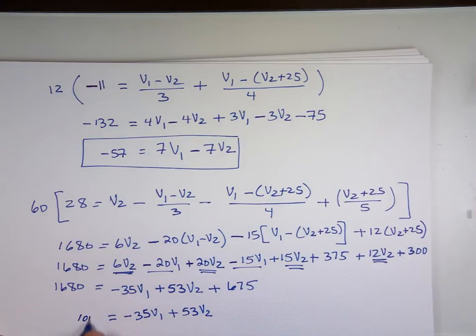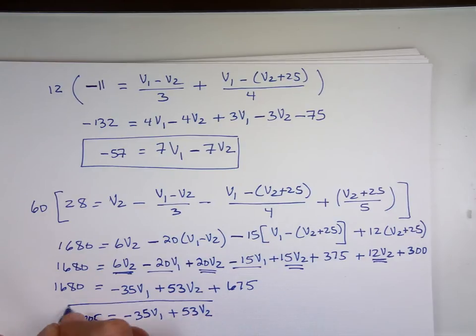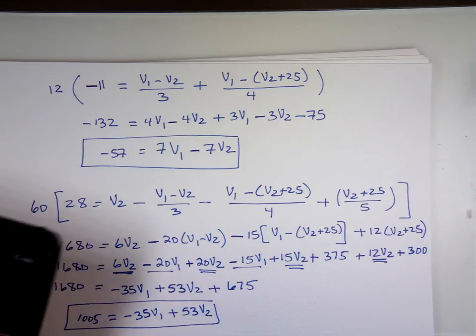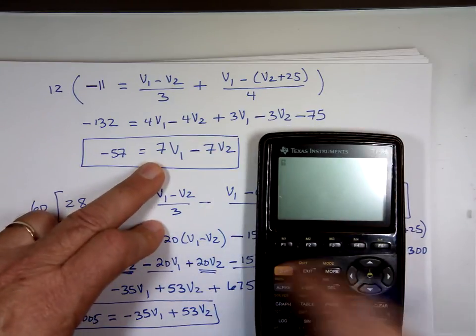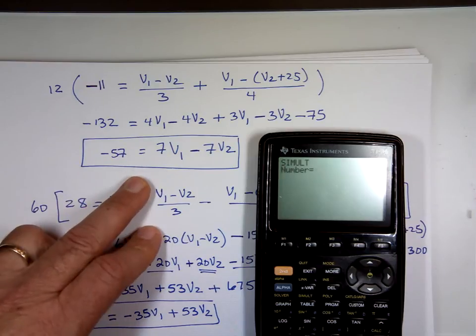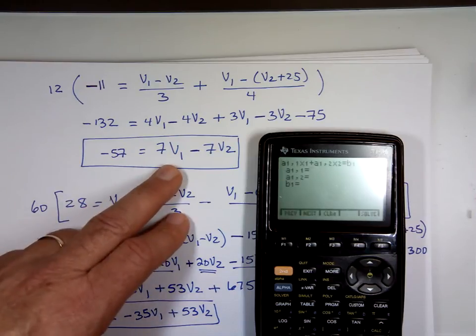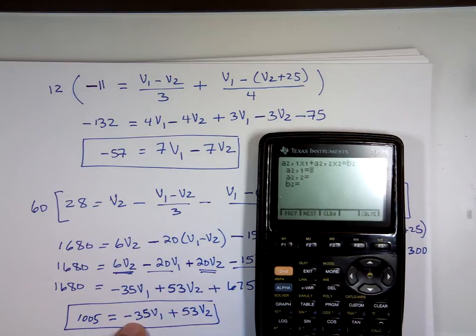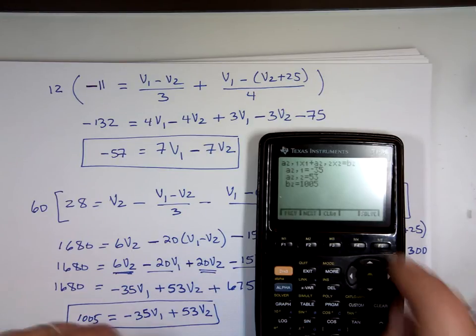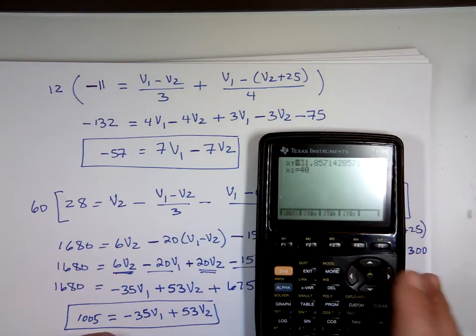And now you get how many equations by how many unknowns? 2. So let's see. Plug them in. Simultaneous equations. 2. Negative 7. Negative 57. Next one, negative 35, 53, 1005 equals. Solve it. And that's V1 and V2.